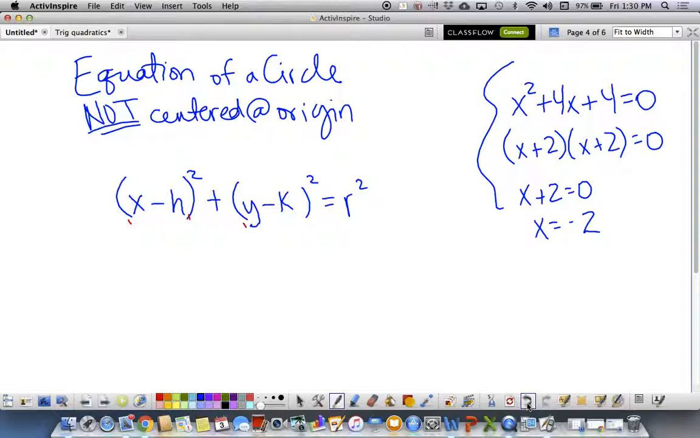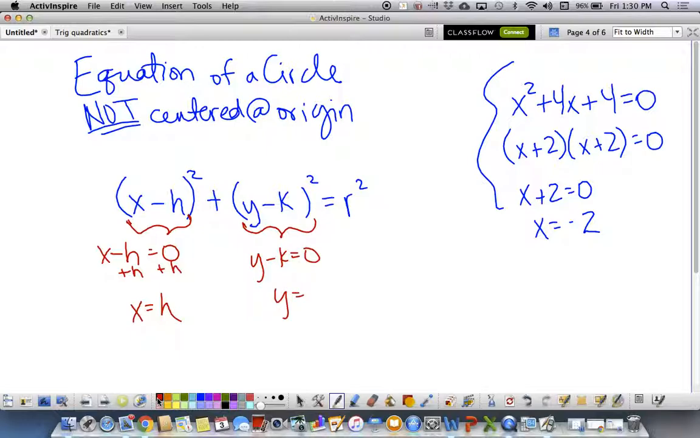That is the same rule if you ever see x in a parentheses with something else. You're going to take it and set it equal to 0. So what is x minus h equal to 0? How are you going to get x by itself? Add h to both sides, so x will equal h. Y minus k equals 0, so y is going to equal k.